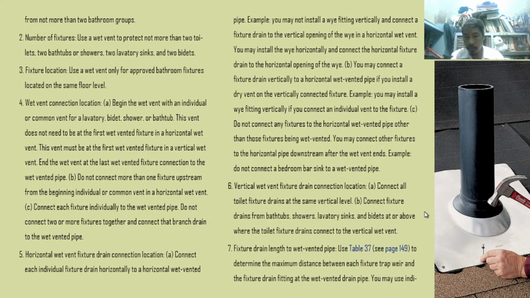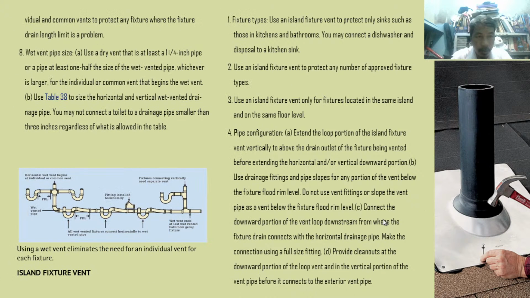So then wet vent pipe size 1 1/4 again, and 1/2 of the size of the vented pipe, whichever is larger. Again, use table 38. So now we have the next table 38. Okay, so we can take a look at it.